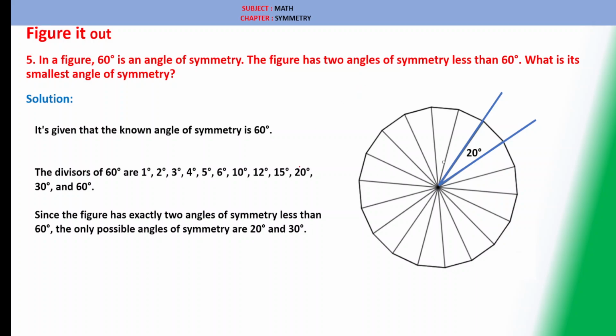For example, if we take 15, then it may again coincide with 30 and 60. So the possible angles are 20 and 30. So the smallest angle of symmetry is 20 degrees as shown in the figure. If you observe, this is the angle of 20 degrees symmetry.